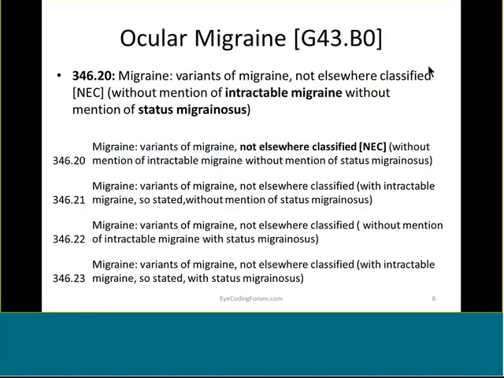Now, concerning the ocular migraine, in ICD-9, we have 346.20. In ICD-10, it becomes G43.B0, and note that there is a B in the middle of the code, then 0. And here in ICD-9, we have 4 different codes for migraine. Again, the issue of intractable and status migrainosus already exists in ICD-9. It's nothing new. So this has been around for 10 or 15 years already in ICD-9.